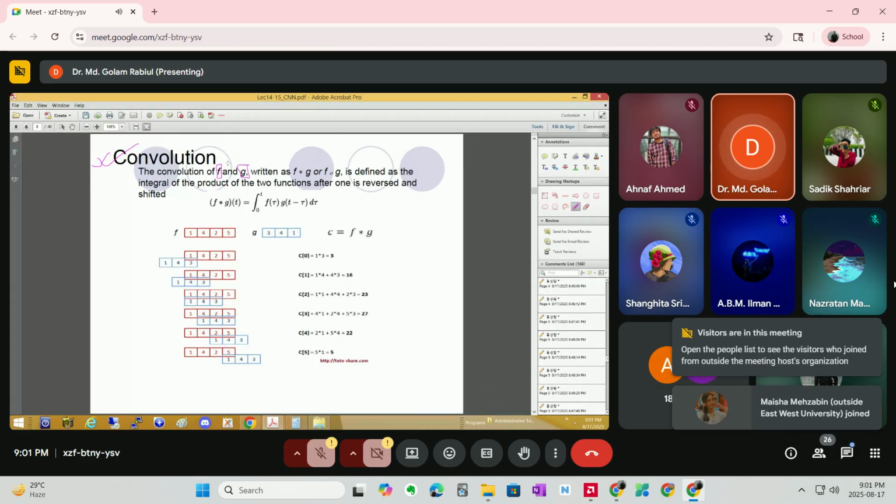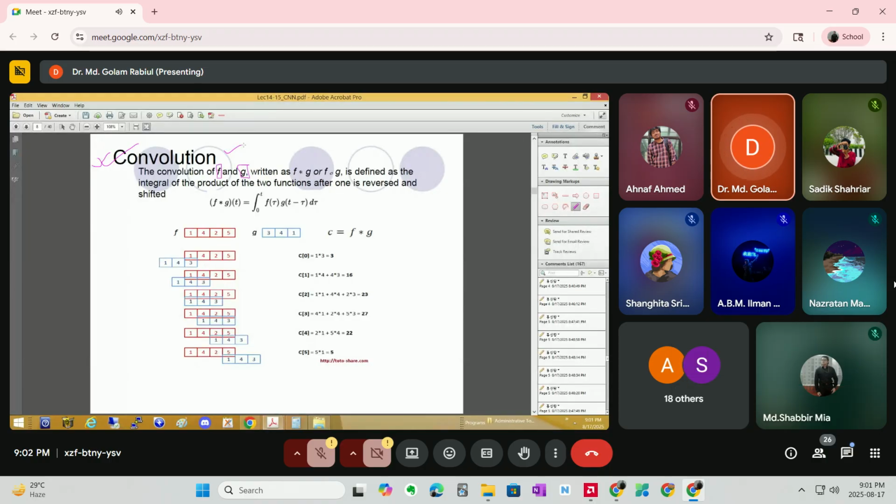So f and g. That means we can see there is a convolution. It's an operation, a mathematical operation like the other mathematical operations. If we have two functions like f and g, we can perform the convolution operation between those functions. Specifically, if we consider f as one dimension and g also one dimension, that means kind of an array, or we can say vectors, f vector and g vector, and we can perform the convolution operation.